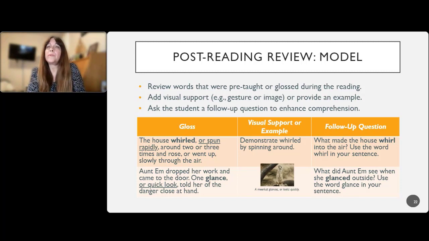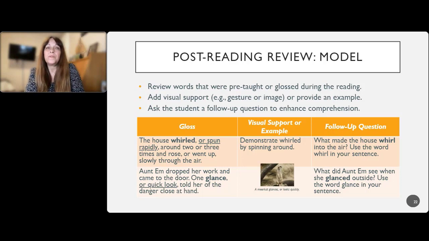Aunt Em dropped her work and came to the door. One glance, or a quick look, told her of the danger close at hand. What did Aunt Em see when she glanced outside? Use the word glance in your sentence.